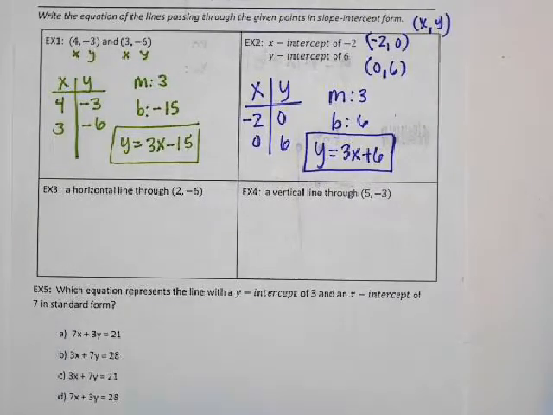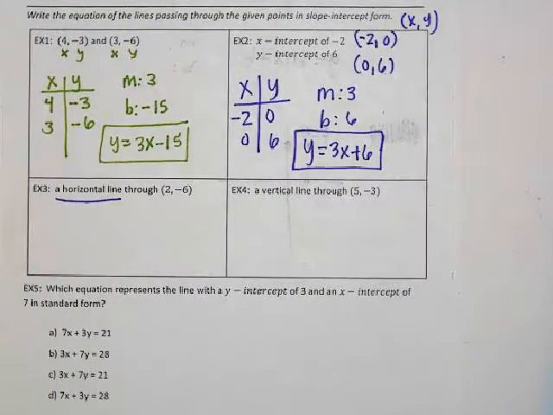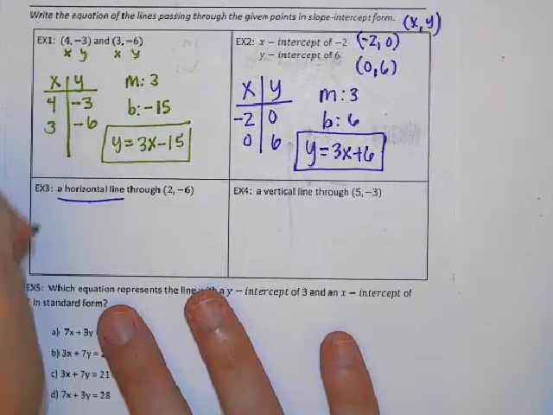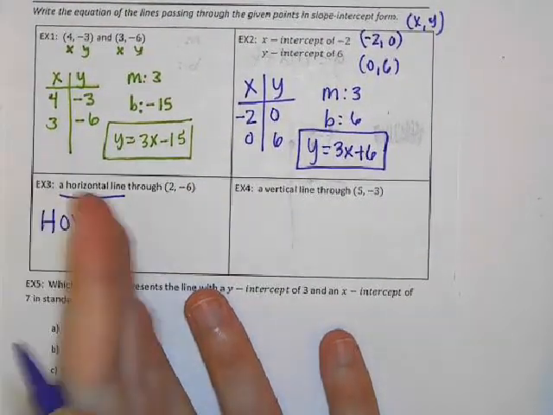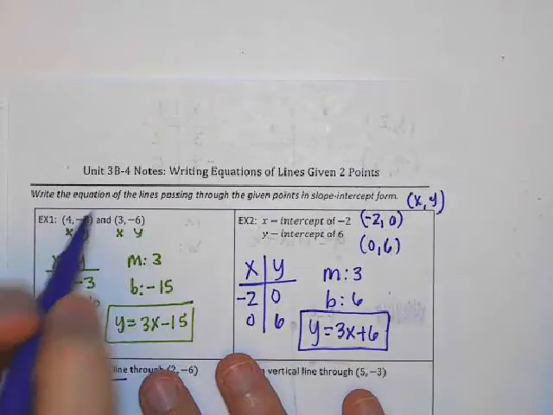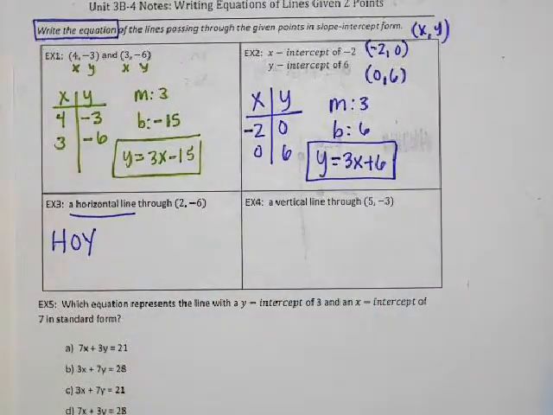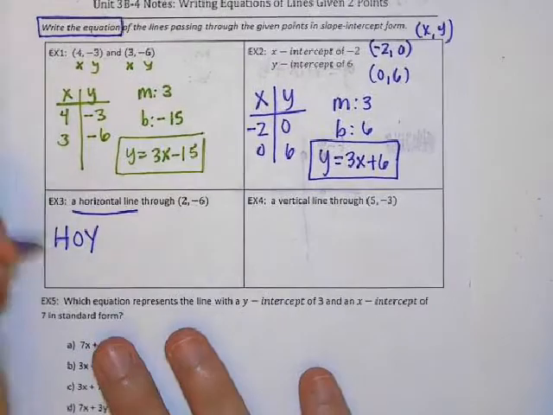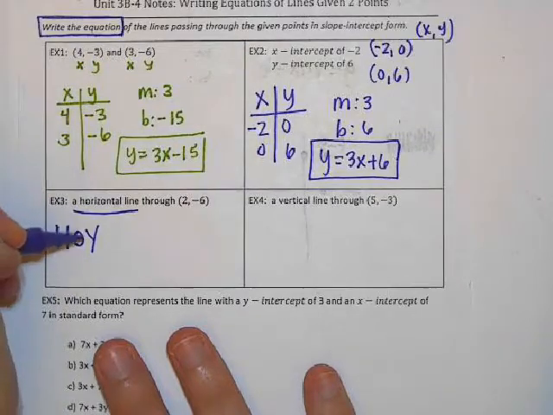All right, example 3. A horizontal line through 2, -6. So what type of line? Horizontal. What do I do? I write HOY. Is HOY my answer? No. HOY is not an answer. What does the directions say? Write the equation. Is HOY an equation? No. So that's not my answer. It's a tool to help you find the answer. What's the H stand for? Horizontal line. What's O? Zero slope.